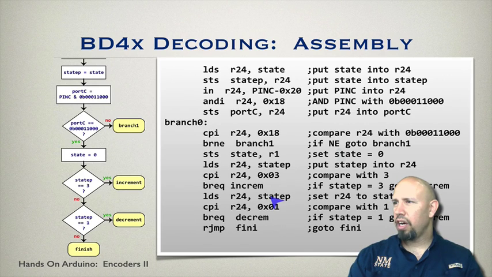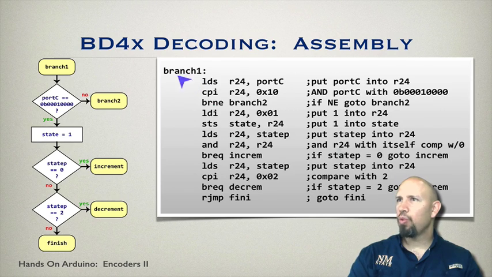So we're going to compare with the value 1. That is, it's checking to see if the previous state was equal to 1. If it's equal, then we go to decrement. So that's what we're having here. So if yes, then we go to decrement. Otherwise, we go to finish. So fini here is where we go to finish. Okay, so here's the block diagram we have, and here's the assembly code that does that.